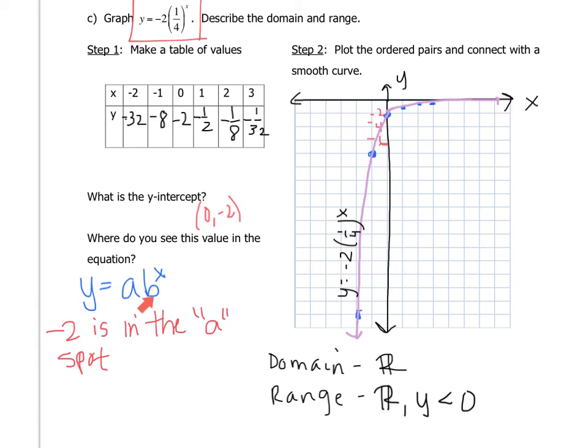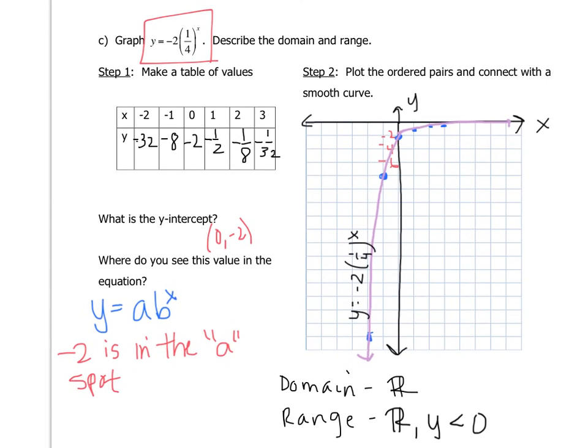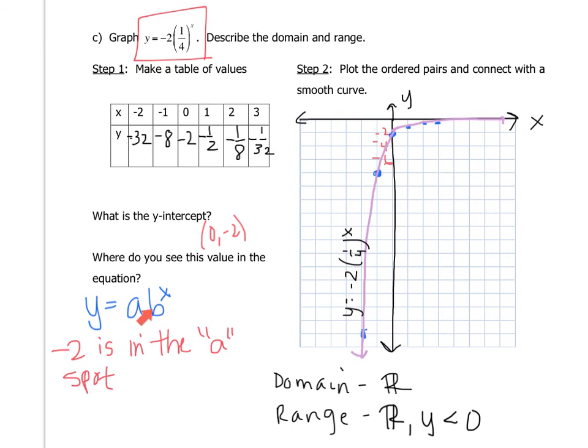The b would be the ratio that you have. So in this case, everything's being multiplied by 1/4, and you can see that in the chart. So the b, this value right here, is the ratio. X is obviously your x value, and y is your y value.